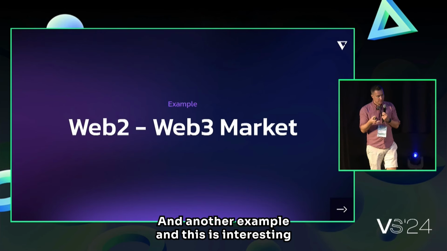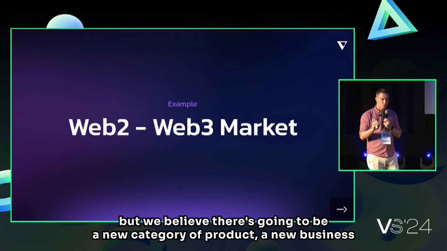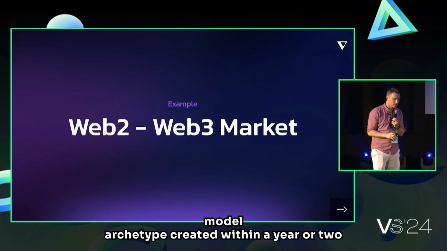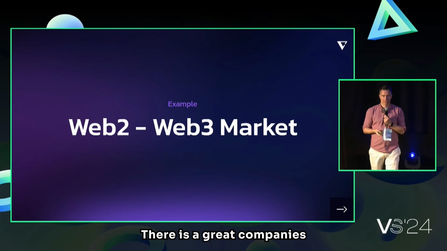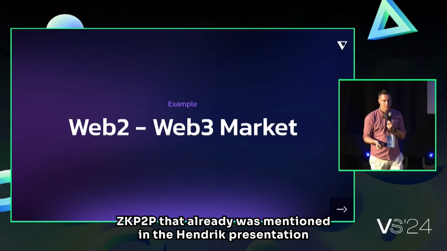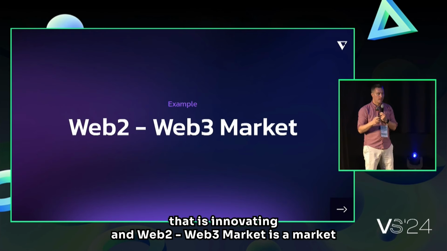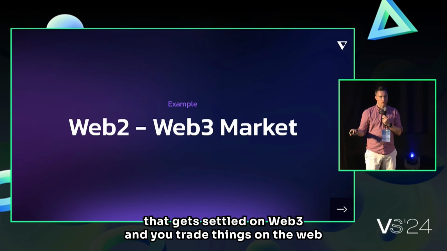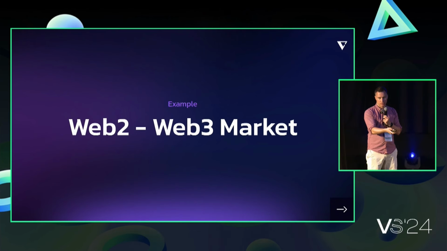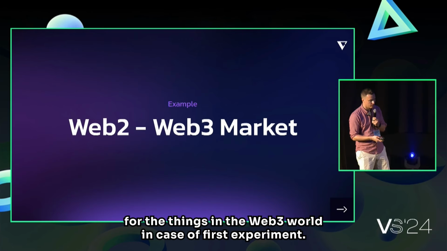And another example, and this is interesting because a kind of real-world asset already exists, but we believe there's going to be a new category of product, a new business model archetype created within a year or two that's going to be called Web2 Web3 markets. There is a great company, ZK-P2P, that was already mentioned in the Henrik presentation, that is innovating. A Web2 Web3 market is a market that gets settled on Web3, and you trade things in the Web2 world in exchange for things in the Web3 world.